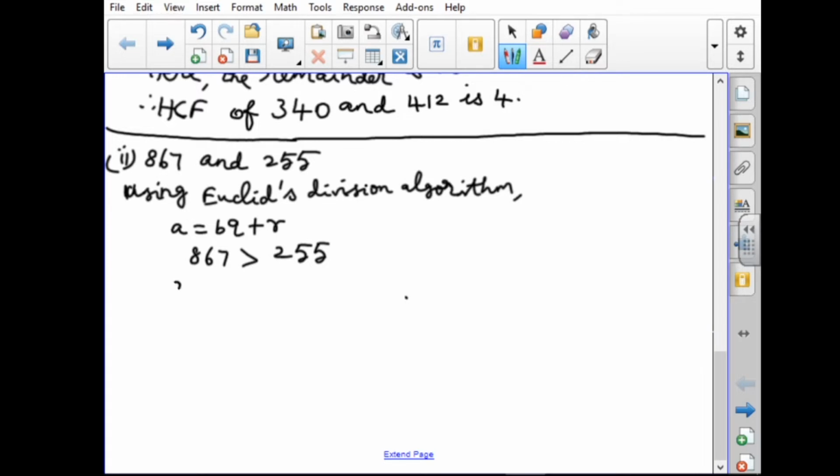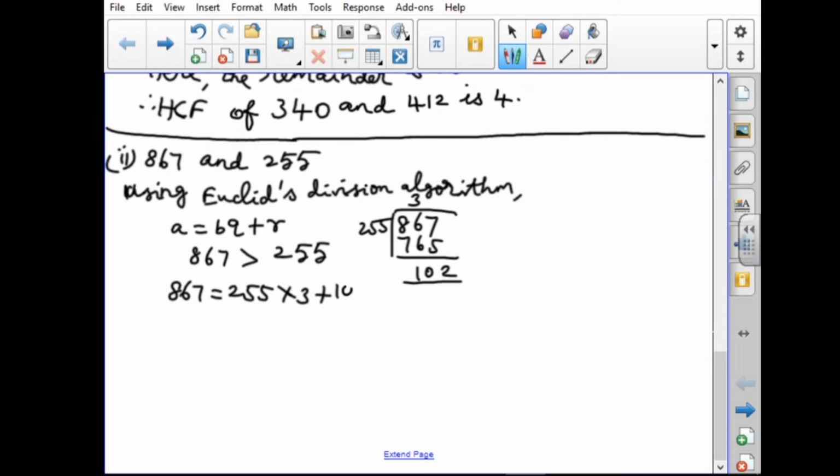So how to substitute here? 867 equal to 255 into... we have to find the quotient and the remainder. The same division method you have to follow here. All the sums you have to follow like that. 867, you have to divide by 255. It will be 3 times, so 765. The balance will be 102. So I have to write here 255 into 3 plus the remainder 102.